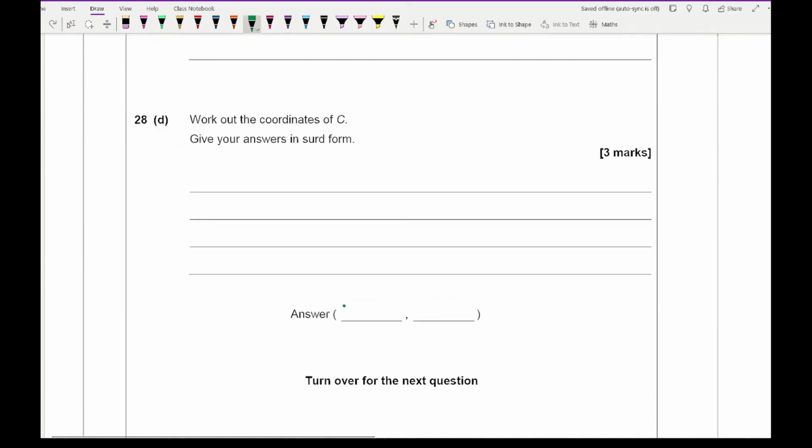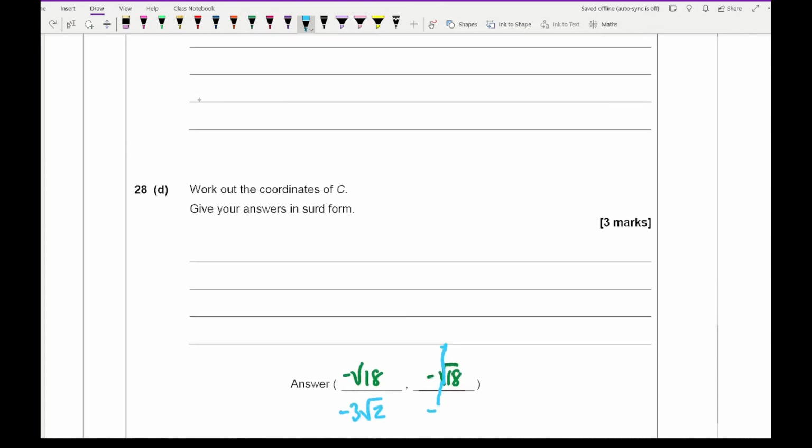So we can either write the answer as minus root 18, minus root 18, or you can write it in a simplified surd as minus 3 root 2, minus 3 root 2.